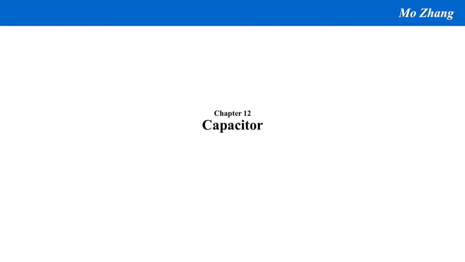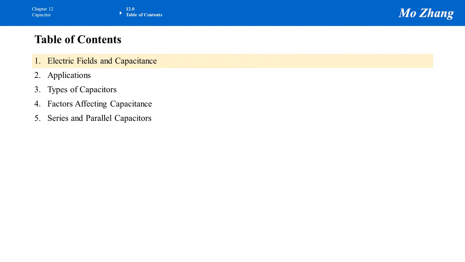Chapter 12, Capacitor. We are going to cover these sections in Chapter 12, Electric Fields and Capacitance: applications, the types of capacitors, the factors that can affect capacitance, and series and parallel capacitor circuits.